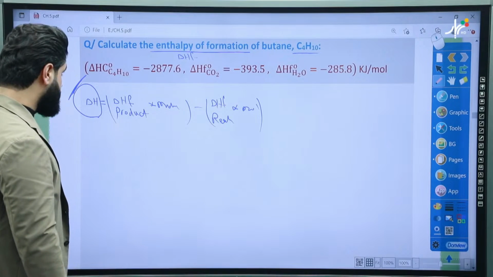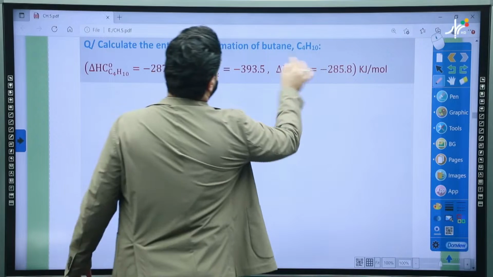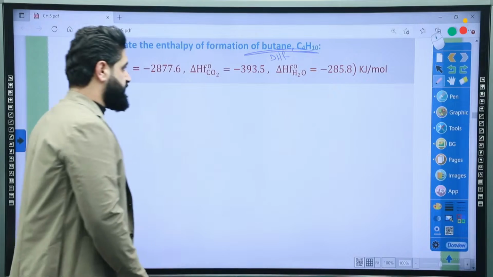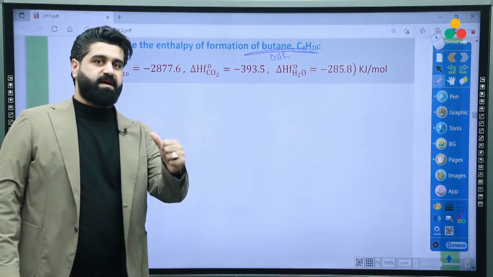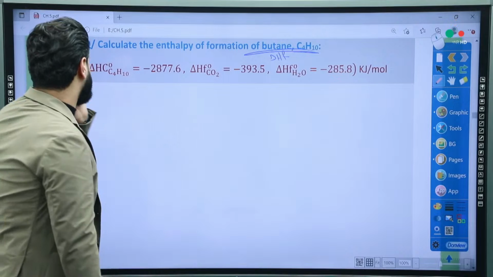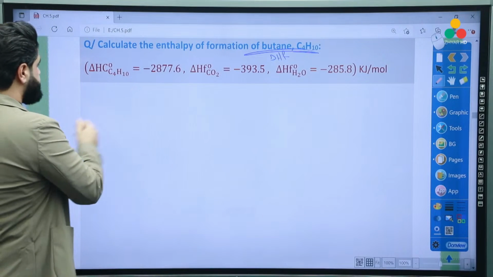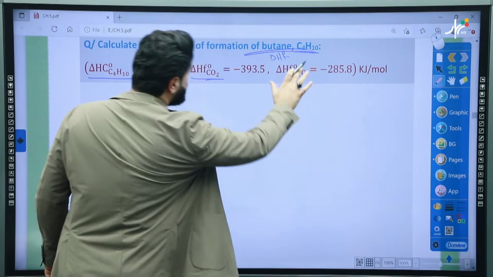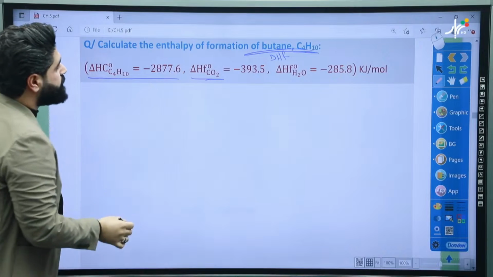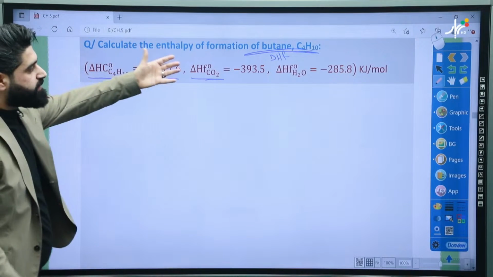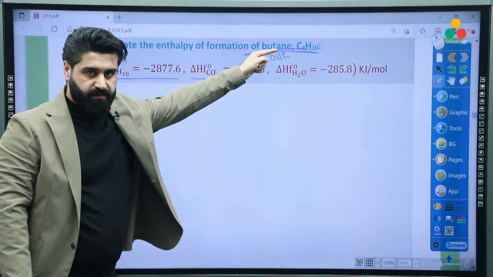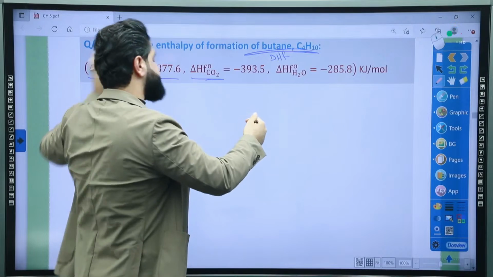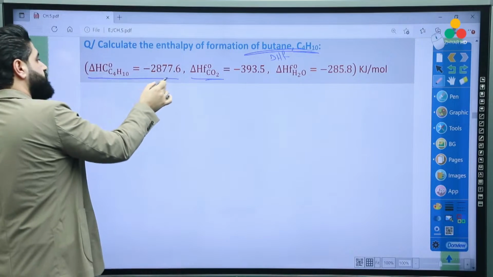Look, calculate delta HF for butane. This time we have to get delta HF for butane, C4H10. So that means we must have delta H, the enthalpy of reaction. Well, let's see if we have it or not. Delta HC, okay. Delta HF for CO2 we have. First of all, let's focus on the formation of butane. Look, delta HF for butane is unknown, it's on the right side. So the left side must be given. But look, mister, we don't have it.